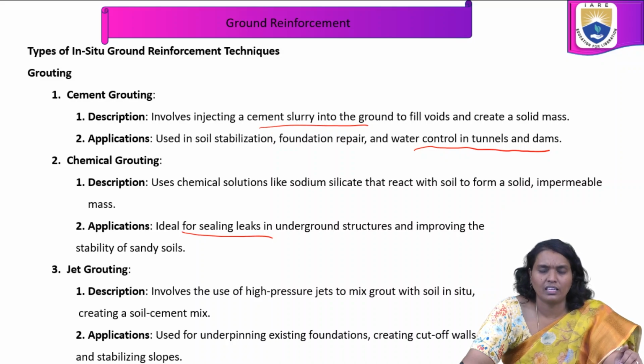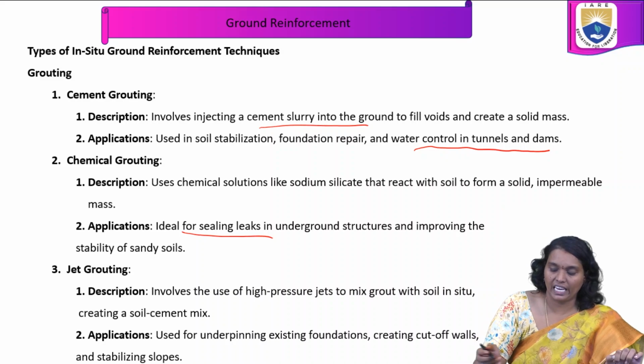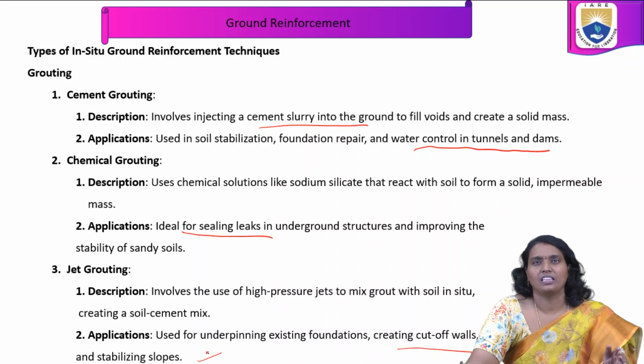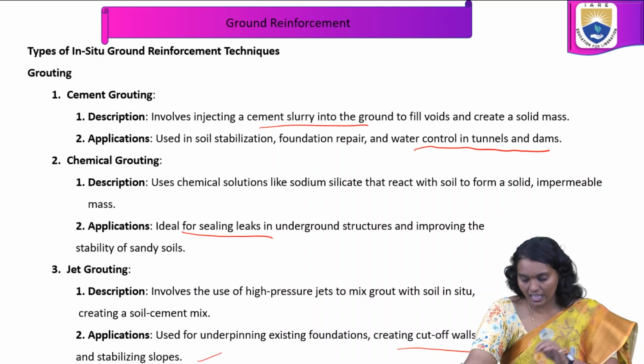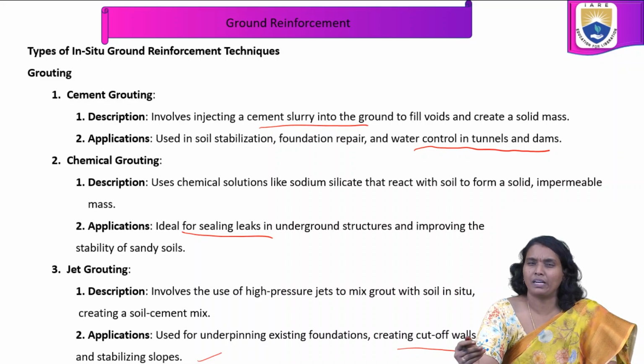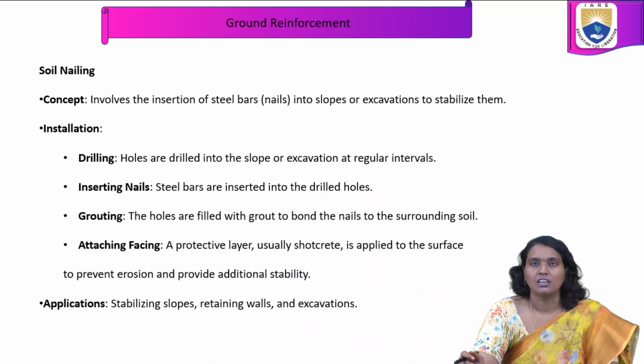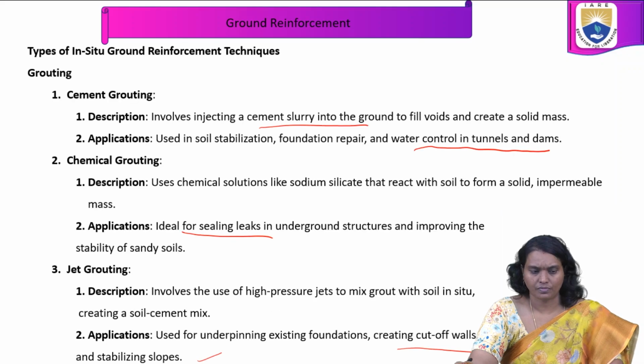Jet grouting involves the use of high pressure jets to mix grout with soil in situ, creating a soil cement mix. It is used for underpinning existing foundations, creating cut-off walls and stabilizing slopes. These are the various types. One is grouting, and in that, cement grouting, chemical grouting and jet grouting we are using for this ground reinforcement.